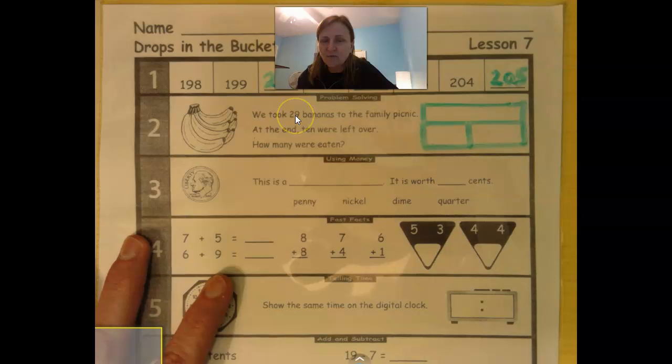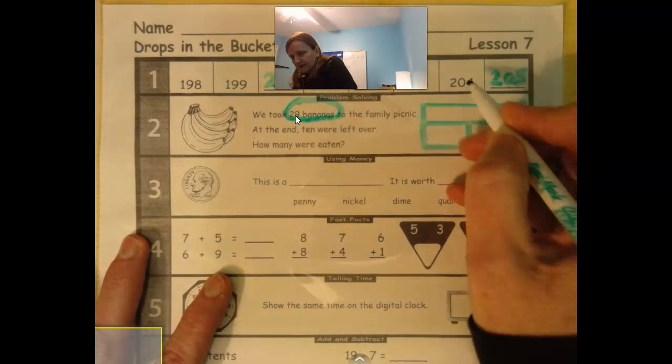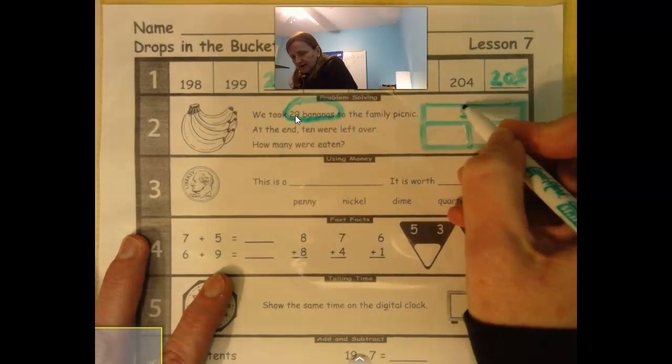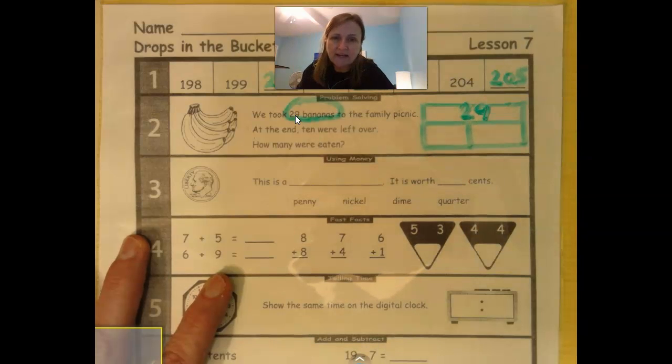We took 29 bananas to the family picnic. I'm going to circle that because that's important. I'll put it up here. This marker doesn't work very well, just like at school. 29 is the whole.